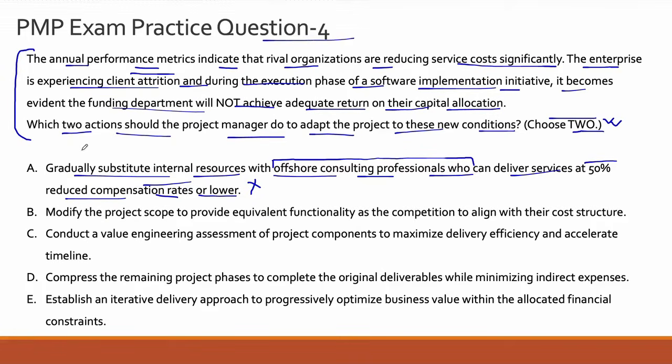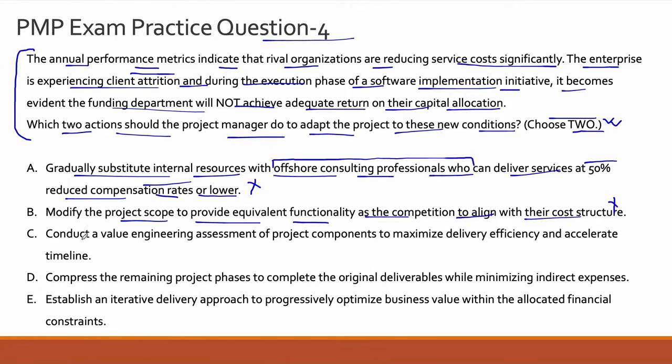Okay. So let's look at option B. Modify the project scope to provide equivalent functionality as the competition to align with their cost structure. Again, it is just like trying to catch a missed bus, right? So now modifying the project scope, it will call for a lot of change management procedures which you need to do, and you are just sort of copying the competition. Again, are you providing value for your customers with this sort of strategy, right? So that is also something which ideally should not be done, and that is why option B is also incorrect.